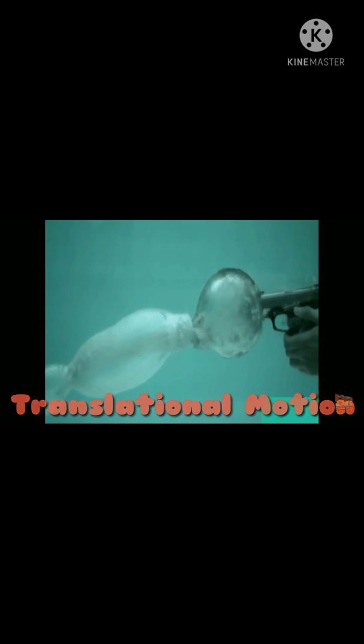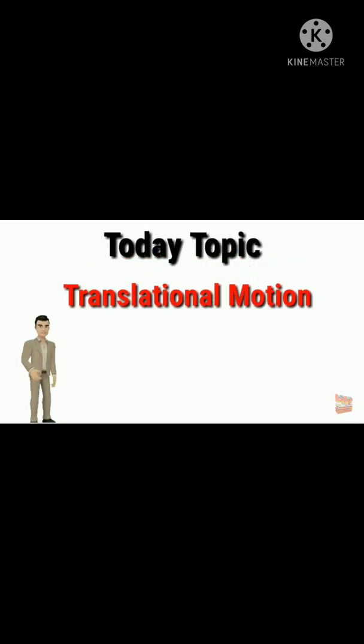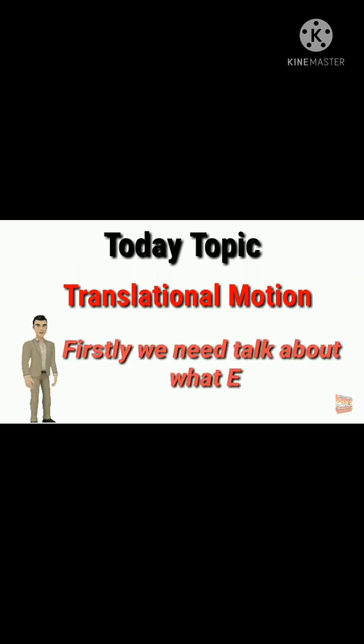Hello guys, I am going to introduce to you the three types of motion. The first type of motion is translational motion, the second is projectile motion, and the third is circular motion. Today's topic: translational motion. Firstly, we need to talk about what exactly motion is.